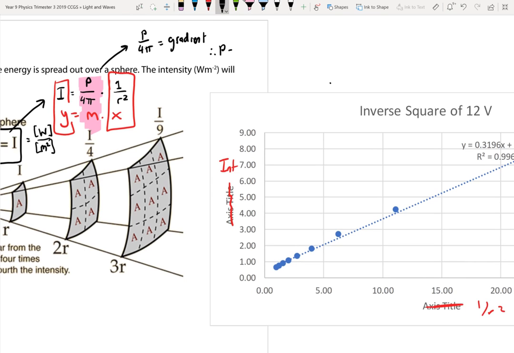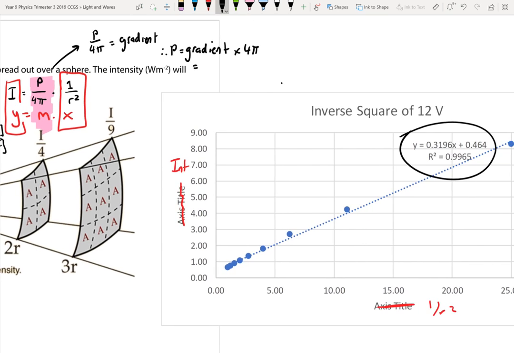Therefore, the power equals gradient times 4 pi. So let's take that gradient from our axis and go 0.3196 times 4 pi. Now pi is about 3 and 4 is about 12, 12, 13. 13 times 0.3, that should give us the power of the globe. It's probably not correct, but would somebody mind multiplying my number by 4 pi and shouting the answer out for me?